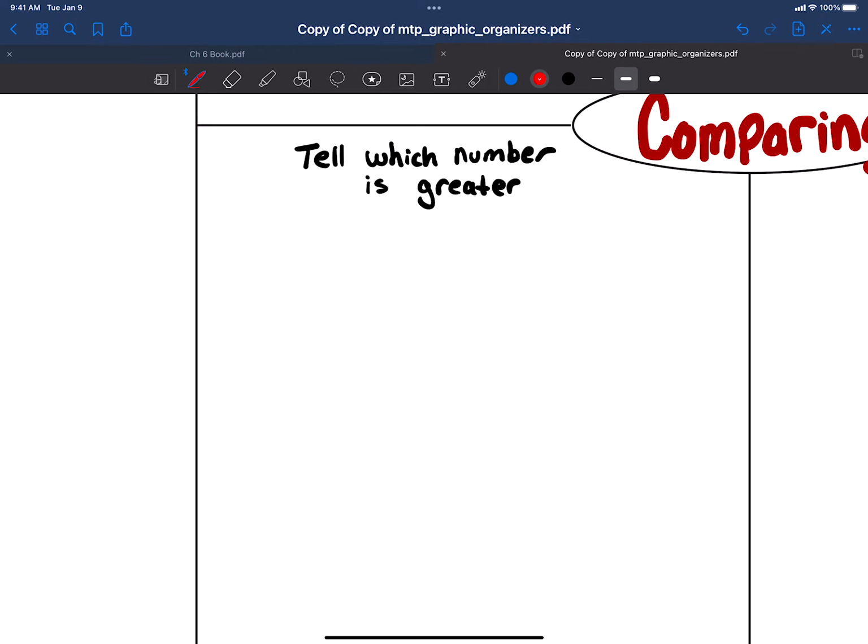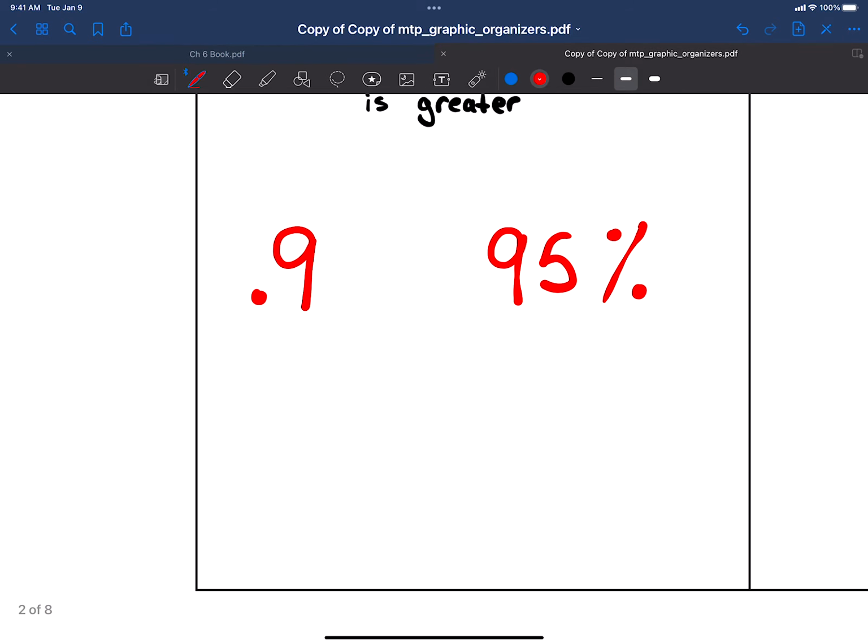Let's do 0.9 and 95%. Which one is greater? Well, the best way to compare is to change them to be the same things. I know that 0.9, if I change that to a percent, I would move this over 2 places, right? And that would get me 90%.